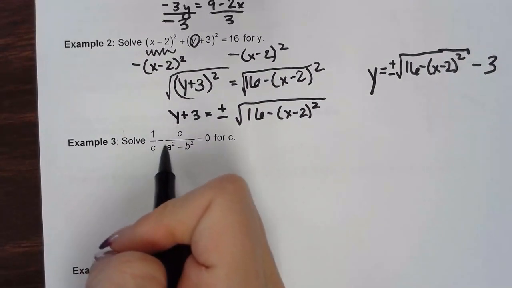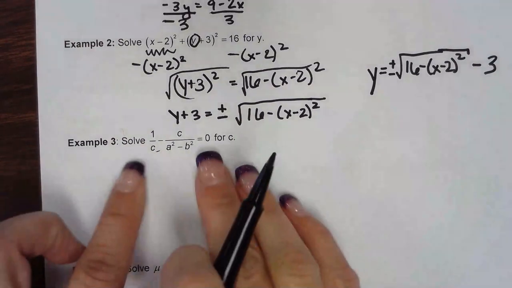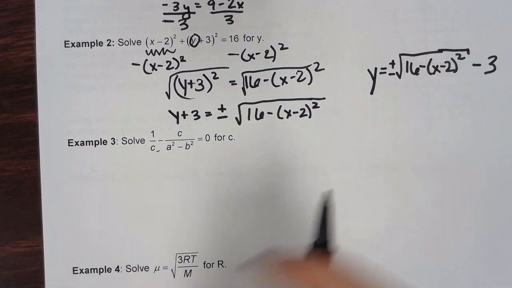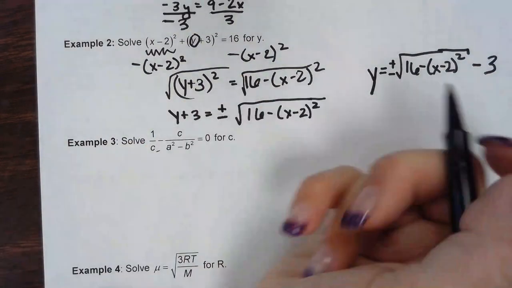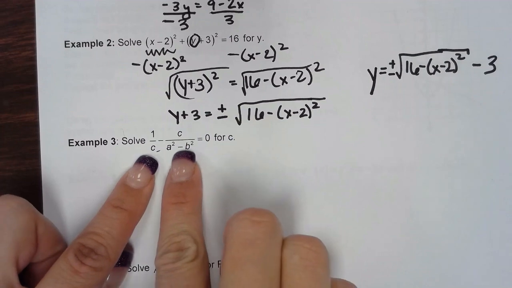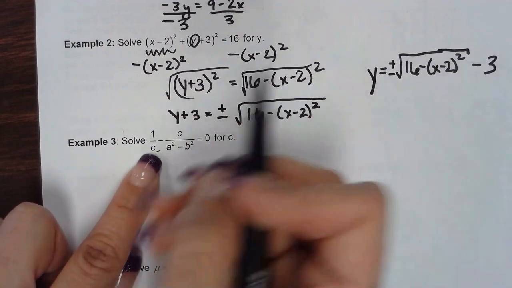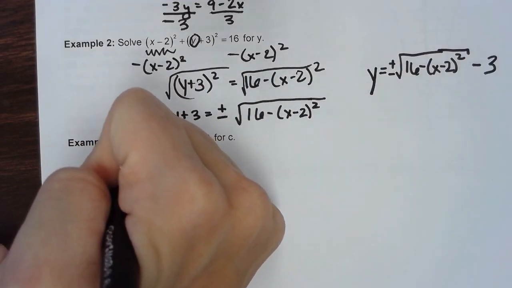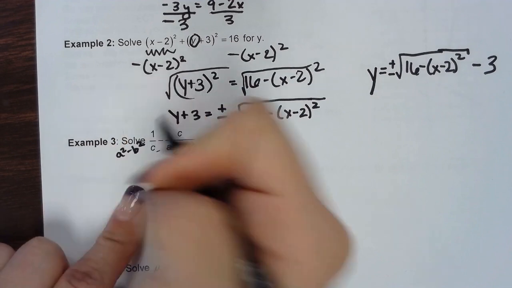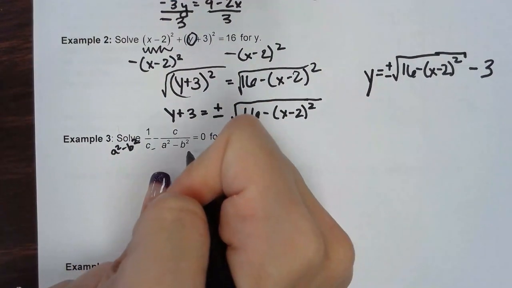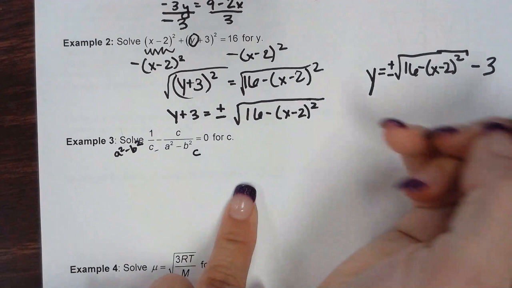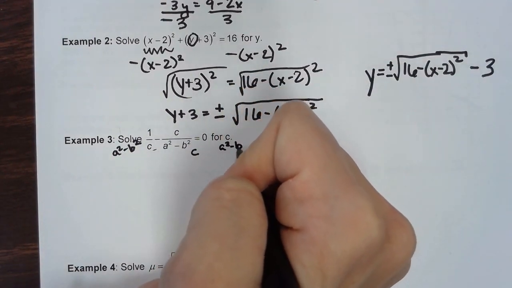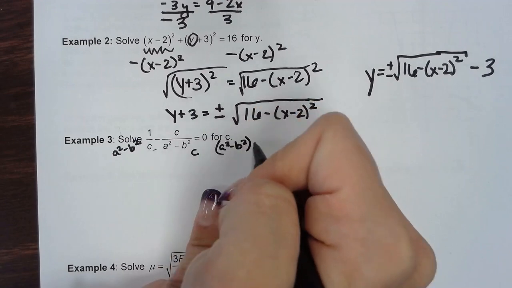So here we are solving for c. Do you guys see that? Well, I see that I am subtracting two fractions. So the first thing I might want to do is put a common denominator. So when we did this in the past, we asked what was each piece missing. Well, this c is missing an a squared minus b squared, right? And this one is missing a c. On the other side here, it's missing both a squared minus b squared and then c.